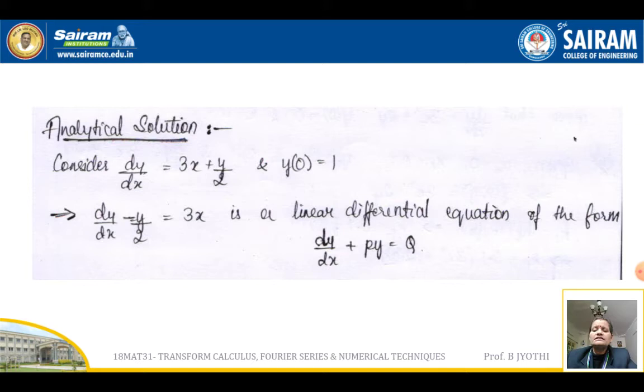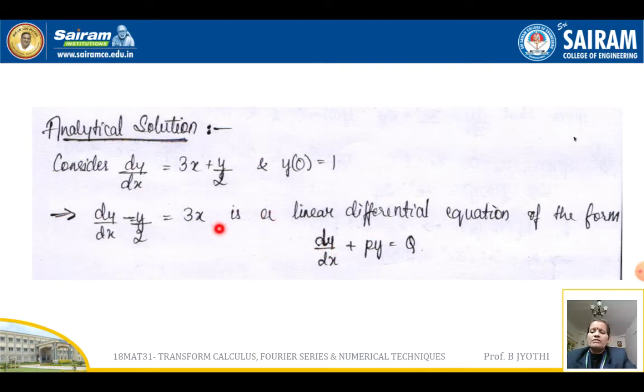So analytical solution, consider dy by dx is equal to 3x plus y by 2, and the condition they have given is y of 0 equals 1. So we have to first compare this with the standard form dy by dx plus py is equal to q, or we have to bring the given equation in the standard form.